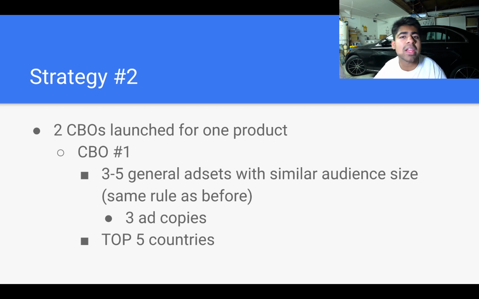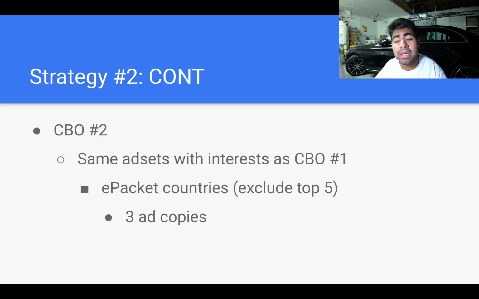Now, in the last strategy, what countries you chose was up to you. You could either launch them to the top 5 countries or all ePacket countries, or even the US and Canada. That was entirely up to you. But for this strategy, for CBO number 1 specifically, we're launching to only top 5 countries. And going back to the word general, we want to use general interest for this ad set, meaning nothing too specific, nothing too broad.